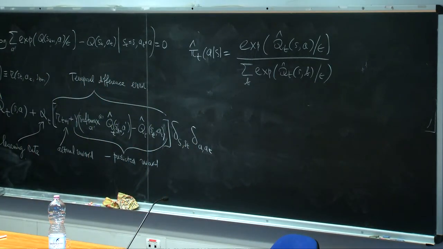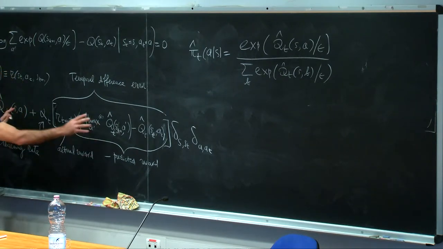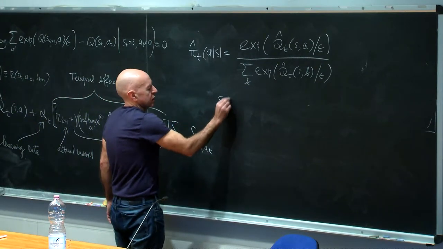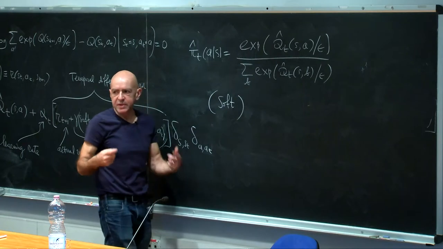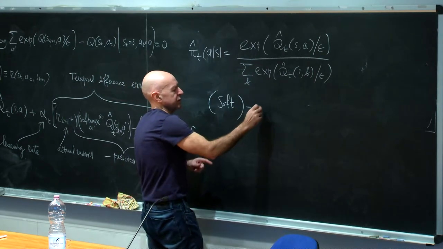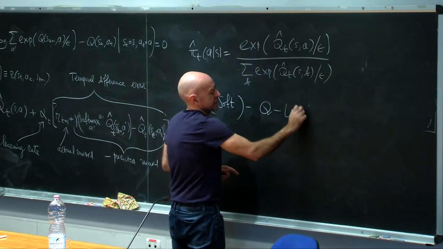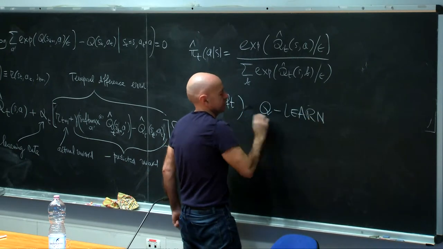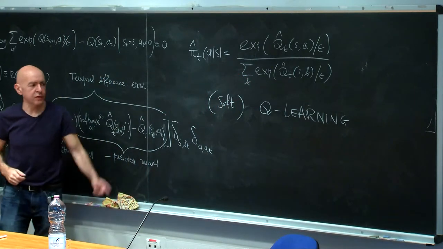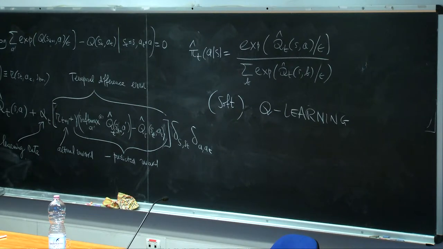So the combination of these two formulae, this update with that particular policy, is what we will call soft, because there's always an epsilon in the game, and one has to be careful. Just a second, I finish this sentence. Soft Q learning. Soft because there's an epsilon, which softens the maxima. Hard Q learning would be when you just take this epsilon to zero. But then much care must be taken in this process. Please.